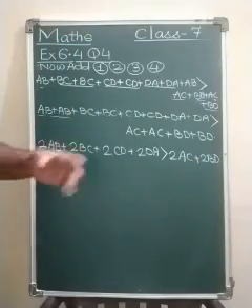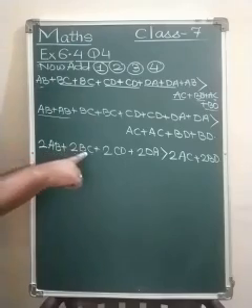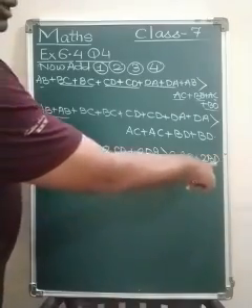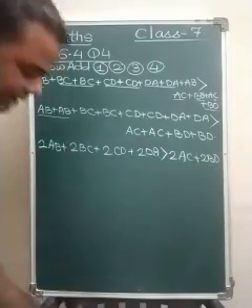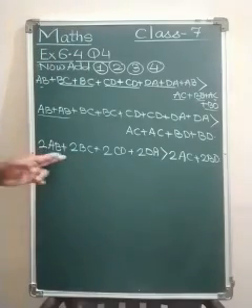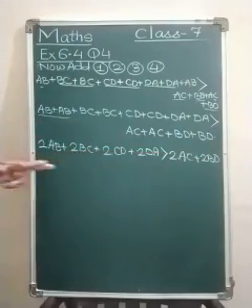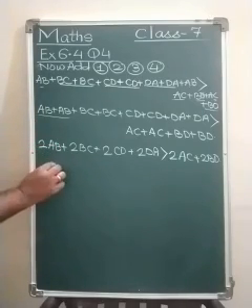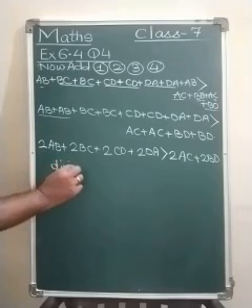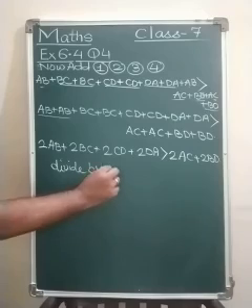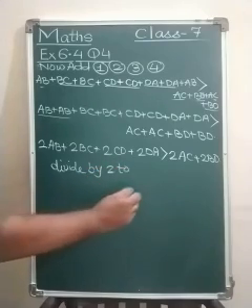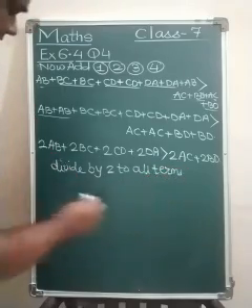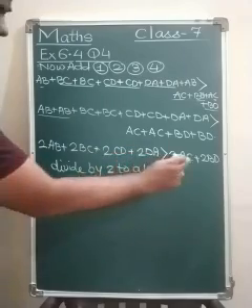In the question they have asked, is AB plus BC plus CD plus DA greater than AC plus BD? Now the only thing here is that 2 is a common factor to all the terms. So what we will do? We will divide by 2 to all terms.